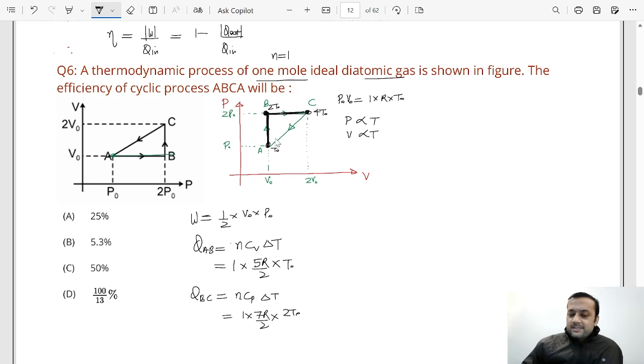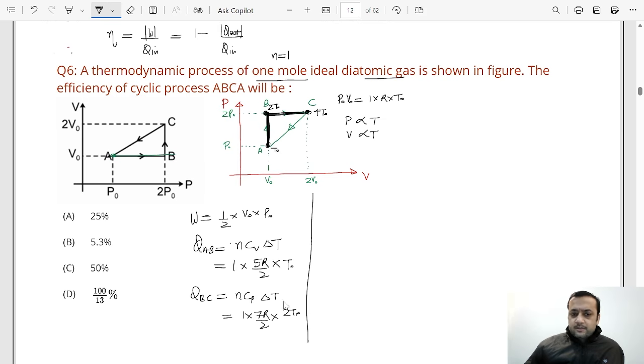For CA, the Q will be negative because temperature is decreasing and molar specific heat capacity is positive. So the temperature is decreasing from C to A with a positive value of molar heat capacity, which means the heat will be out. So if I'm using this formula, I don't need to calculate Q out. Q in will simply be QAB plus QBC.